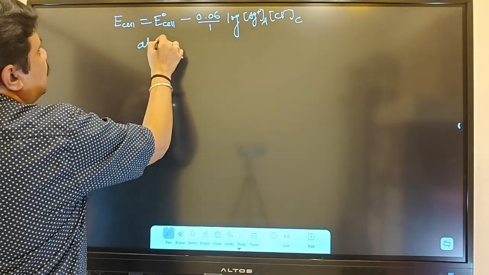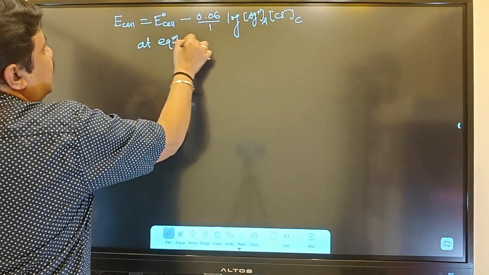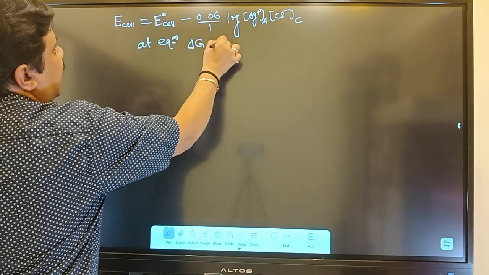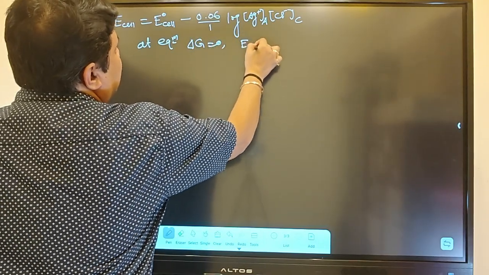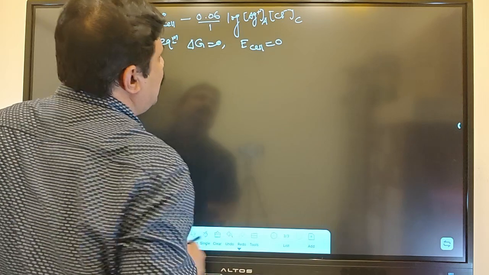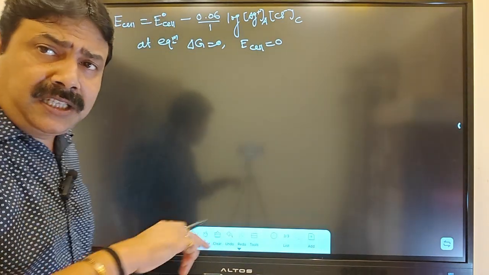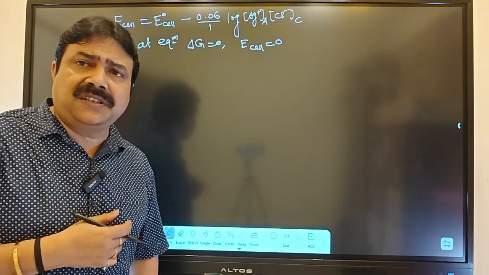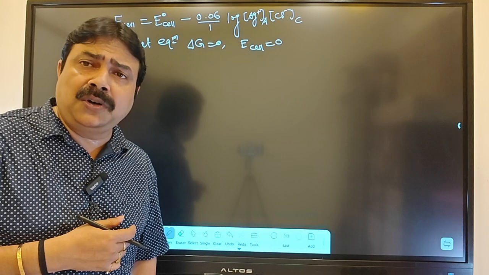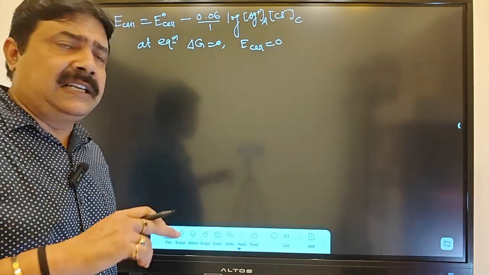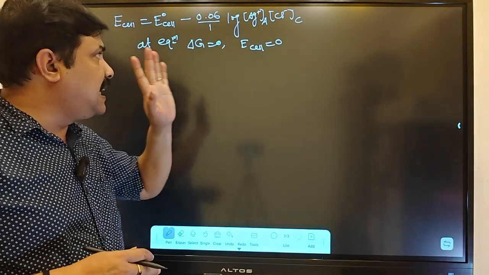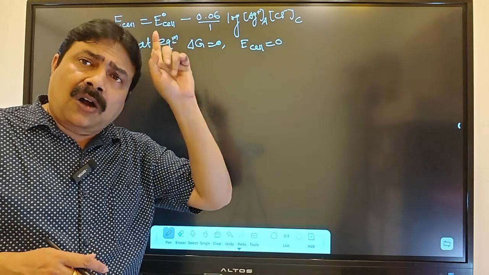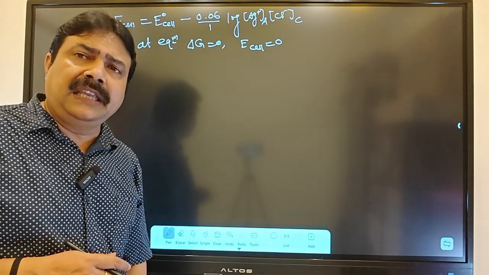At equilibrium, delta G equals 0, and as a result your E cell will be equal to 0. But delta G naught or E naught depends on the situation. It may or may not be 0, it's not mandatory. But at equilibrium, delta G is 0, and E cell will always be equal to 0.